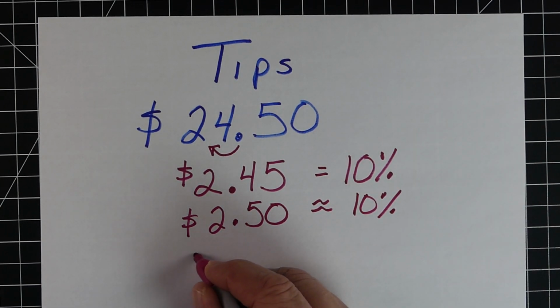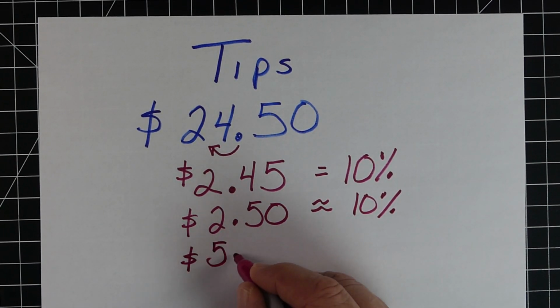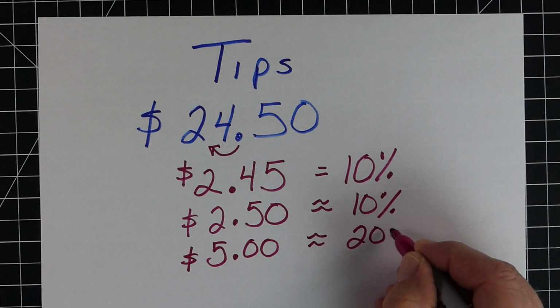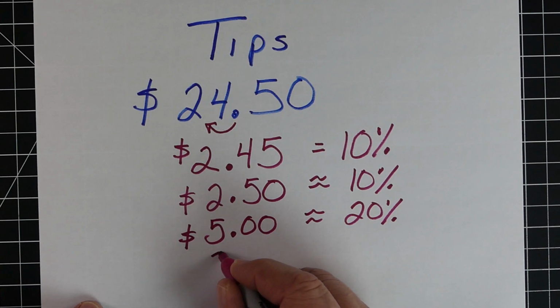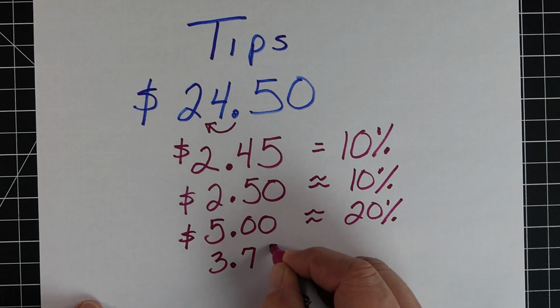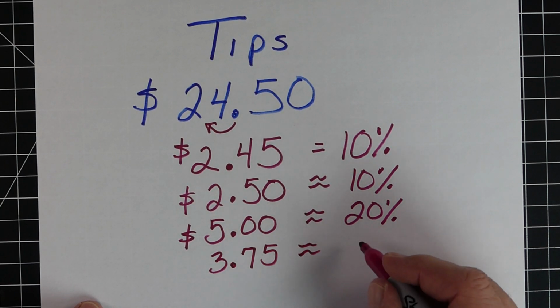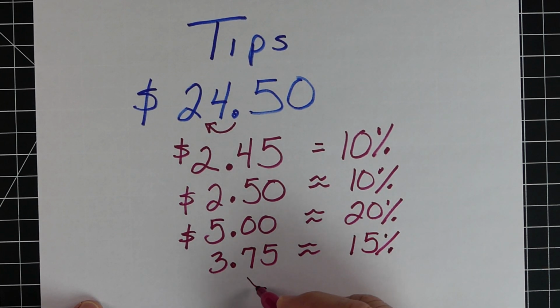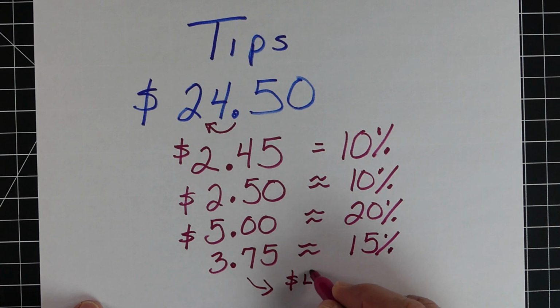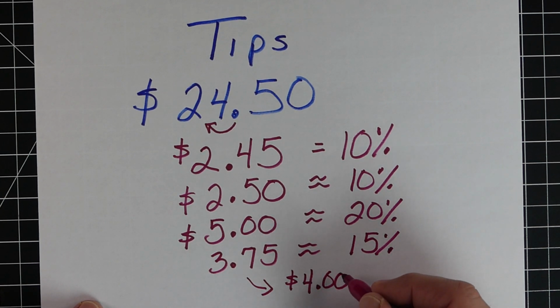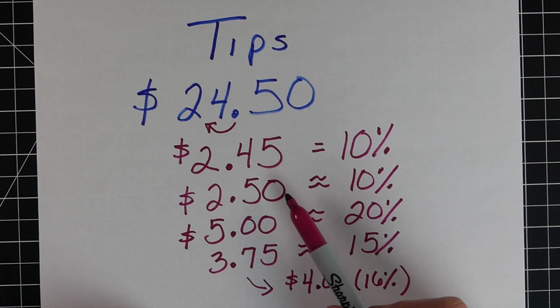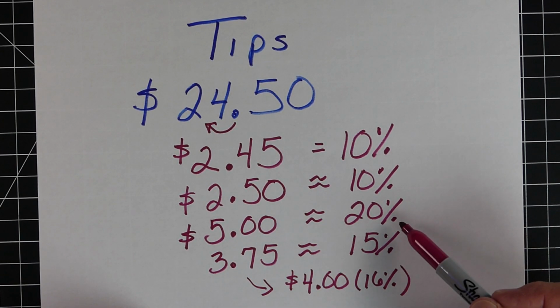So if we double the $2.50, that would be $5. So the $5 would be a 20% tip in that situation, or approximately. And then if we want to split the difference there, half of $2.50 would be $1.25. So you could add $1.25 to $2.50, and so $3.75 would be like a 15% tip. Now, kind of like the last time, this is one of those situations where I'd probably just round it up to $4, just again to make it a nice whole number. Even when we did round it up to $4, it only changed it from 15% to 16%. So it's not a big difference.